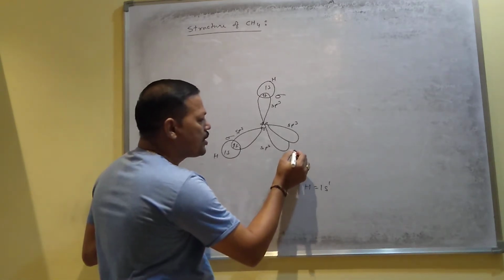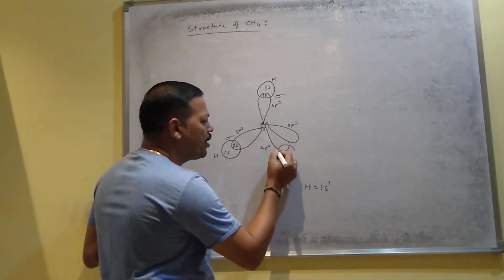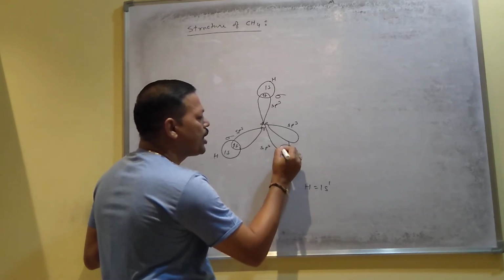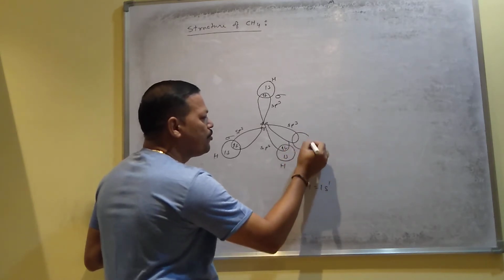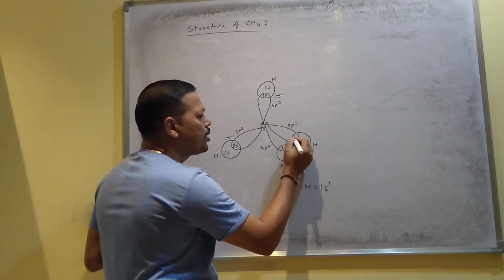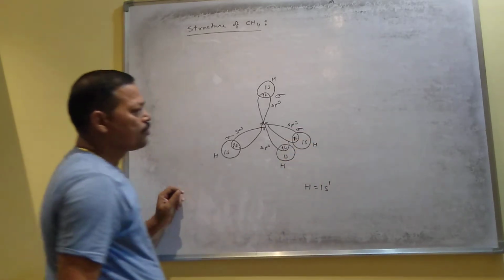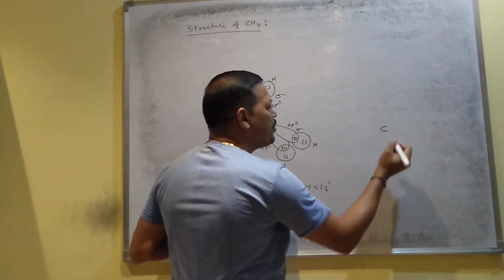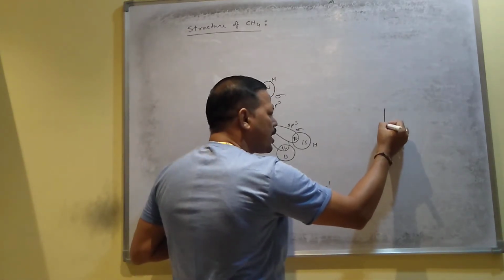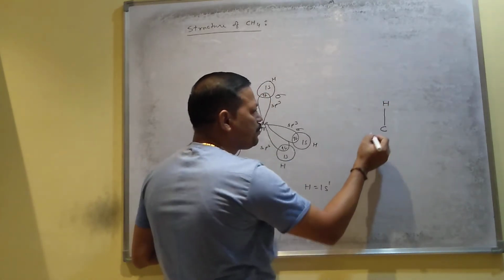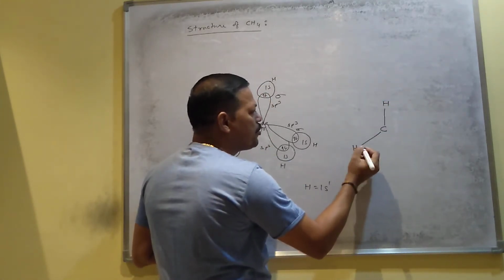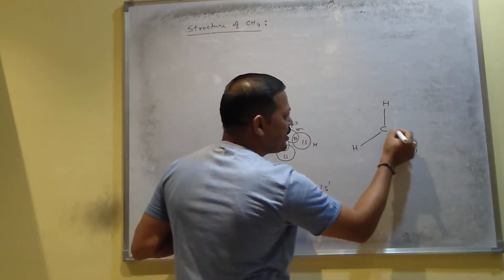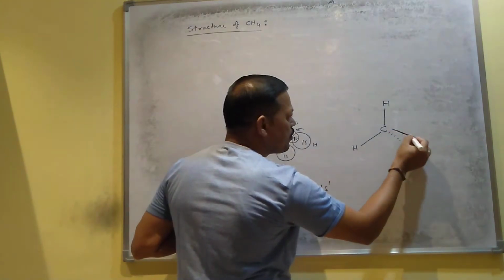Similarly, this sp3 orbital overlaps with another hydrogen 1s to produce another carbon-hydrogen sigma bond, and the fourth hydrogen overlaps with this one, producing another sigma bond. Actually, bonds are produced this way. So in the formation of methane, this side one carbon-hydrogen sigma bond, this side one carbon-hydrogen sigma bond, this side one carbon-hydrogen sigma bond, and this side one carbon-hydrogen sigma bond.